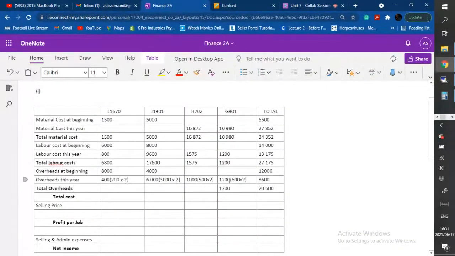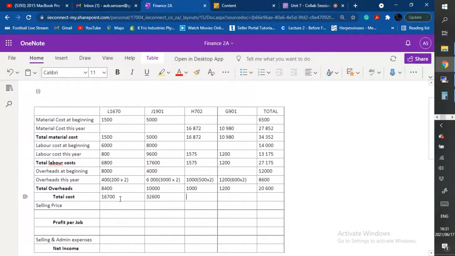Let's just operate from this side. 8,400. Here you should have 10,000. And here you should have 1,000. Okay. Then total costs, you're adding up all your costs in each column. All right. So this is the total cost for the job for L1670, 16,700. My bad.